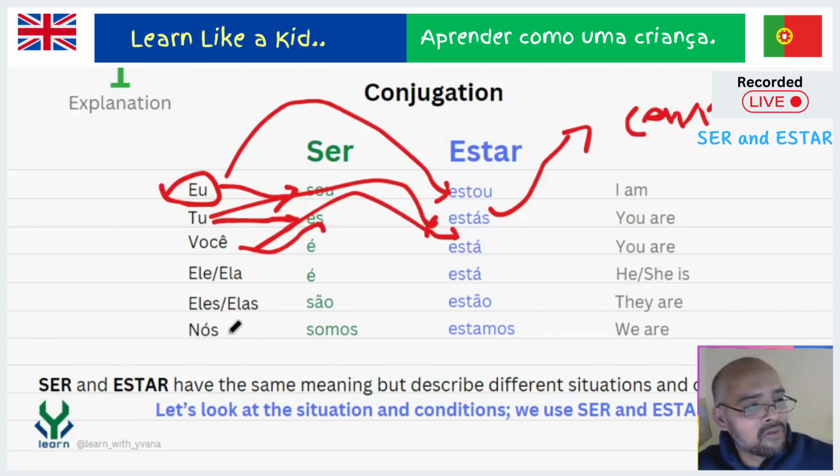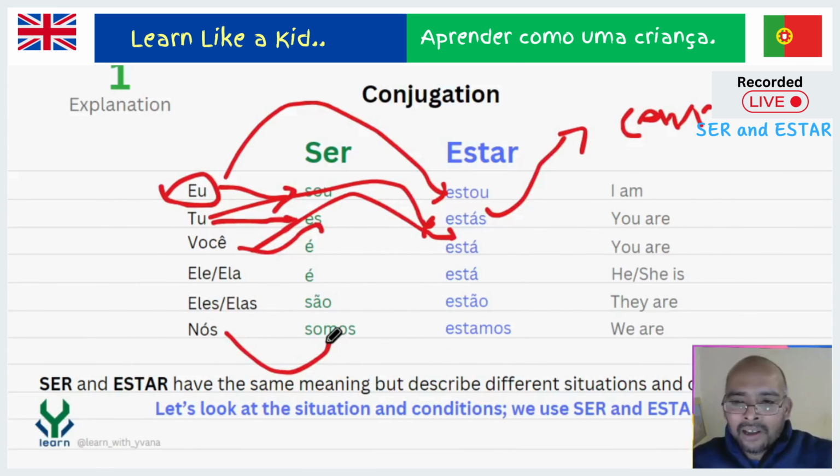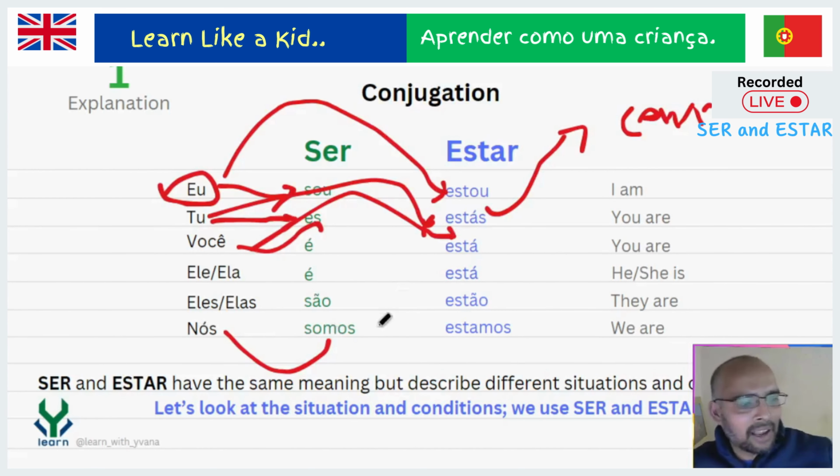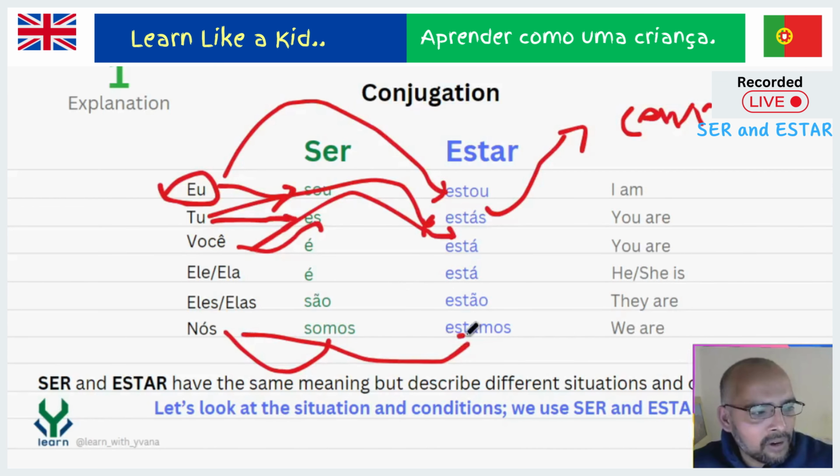If we go to "nós", we can say "nós somos", if you want to use the verb ser, right? Don't worry, when we use it, we'll talk about it later, okay? Just try to understand the conjugation way. If you want to say "we are" and you want to use the verb estar, we use "nós estamos". Okay, guys, until here clear, right? I am sure you are clear.